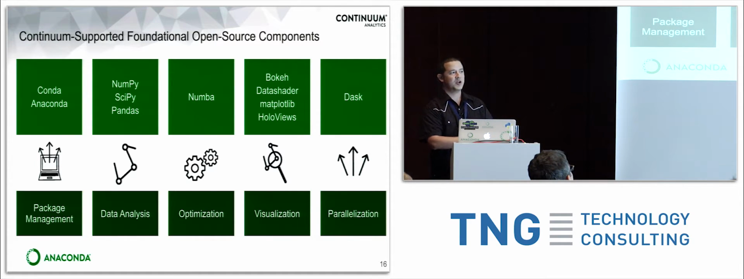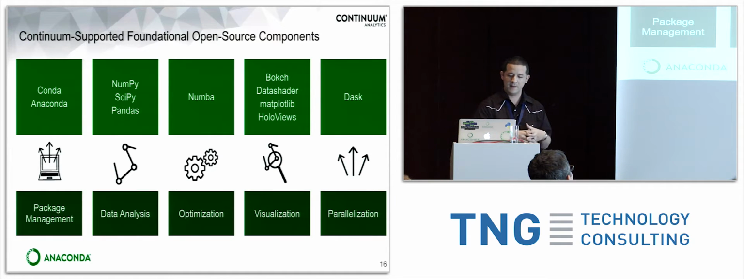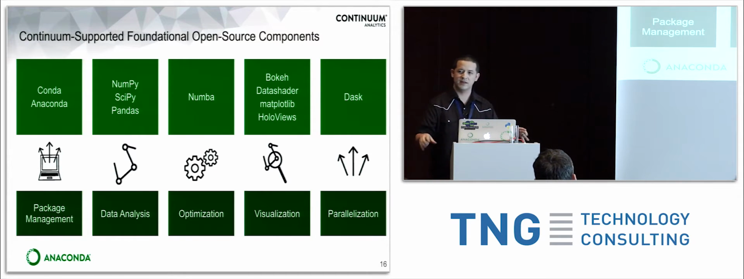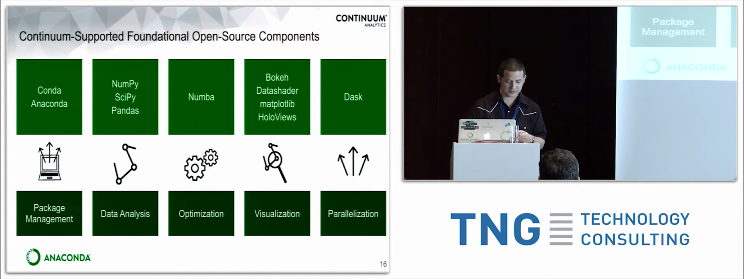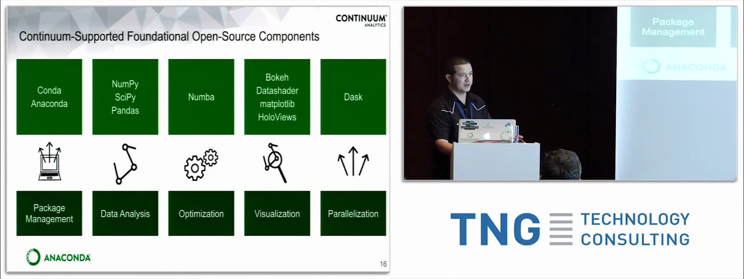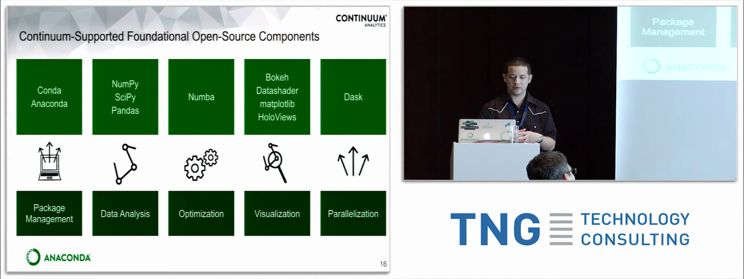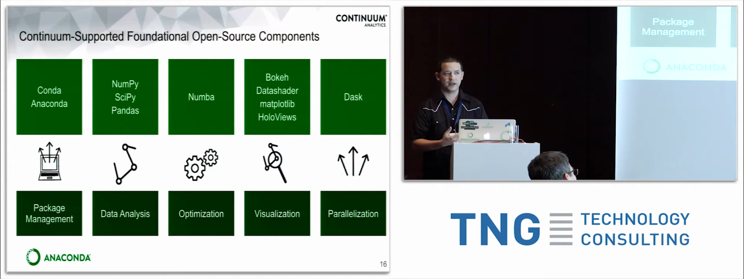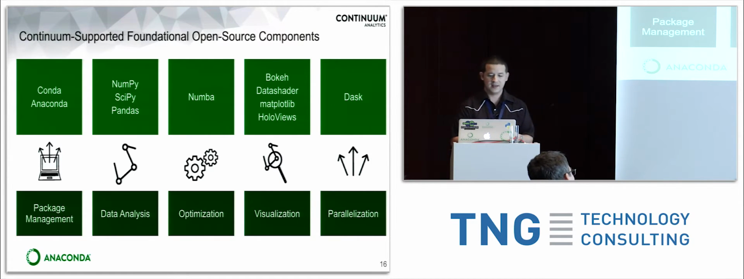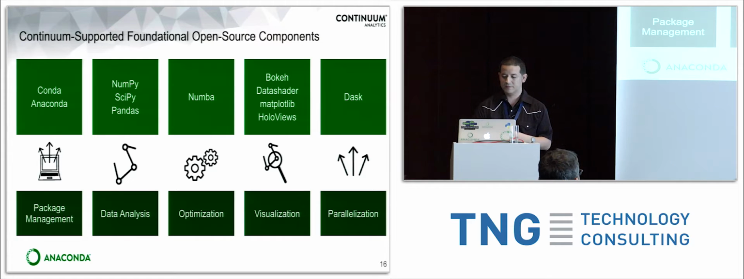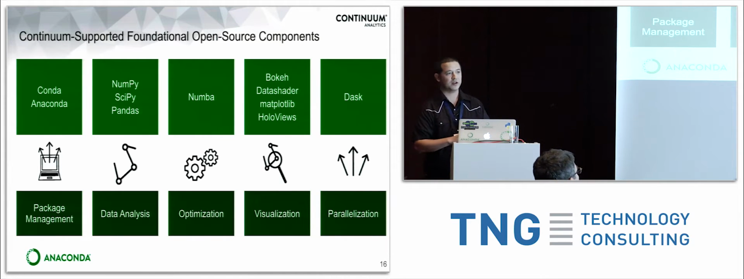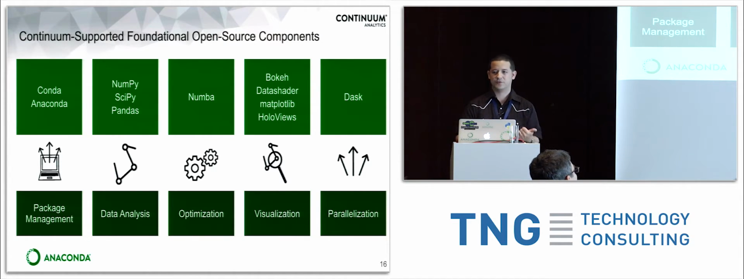So the idea is we don't have just one cookie-cutter solution, but we have these many foundational components that different verticals can use and implement in their own way. And you'll see examples of that later on. So for package management, I'll talk about Conda and Anaconda and what those are. For data analysis, things like NumPy, SciPy, Pandas, these are all very basic, very fundamental libraries for doing numerical scientific calculations. Numba for optimization. Visualization, there are many areas to talk about there, and I'll show some demonstrations. And then Dask for parallelization.